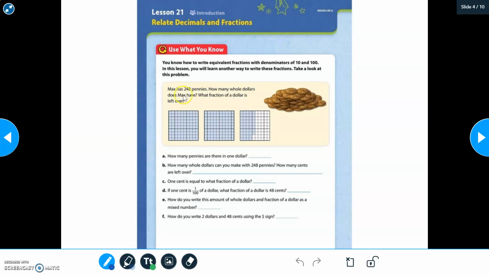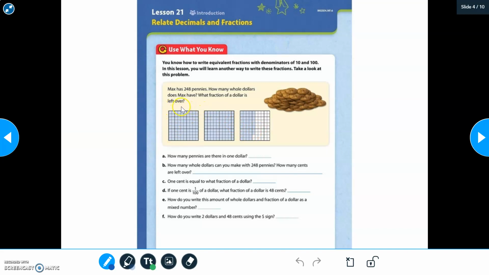All right, so it says Max has 248 pennies. How many whole dollars does Max have? What fraction of a dollar is left over? So I know you're wondering, what are these called? These are called our hundredths grids.